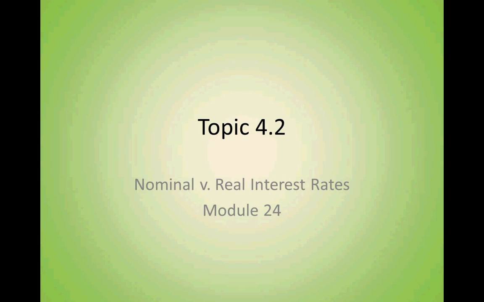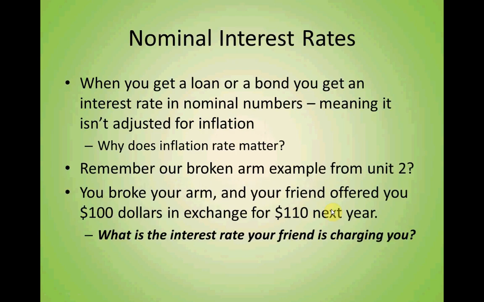All right, topic 4.2. Topic 4.2 is pretty quick, so I think we should be able to get through this in pretty much one video here. There's a bunch of review questions though, so bear with. So topic 4.2, nominal versus real interest rates, module 24, if you're following along in the book. By the way, this is pretty much all review. This is all stuff we did in Unit 2 when we talked about GDP earlier and price index.